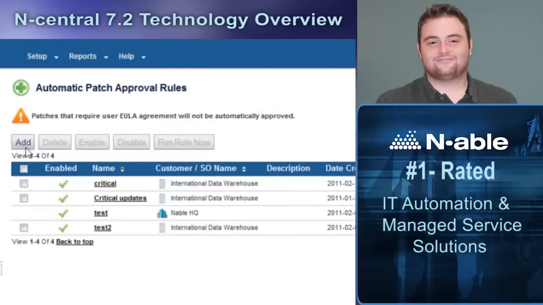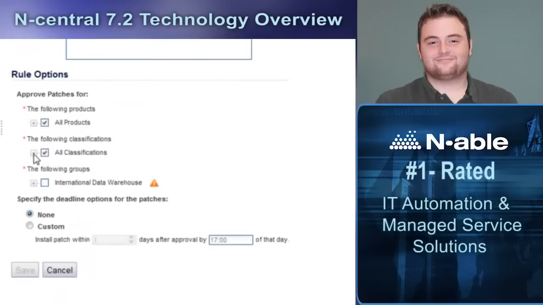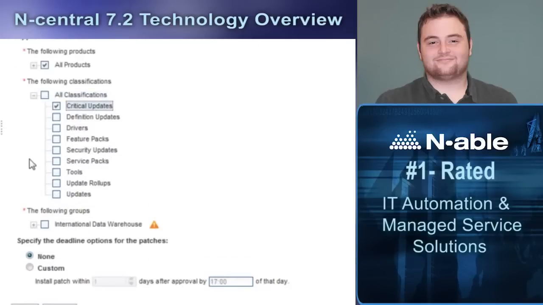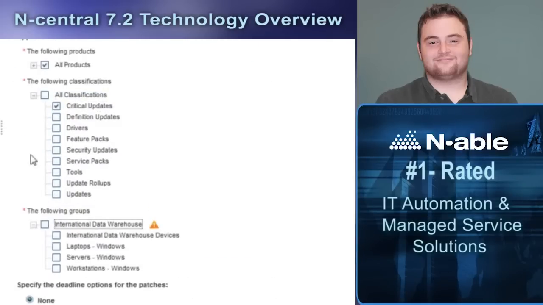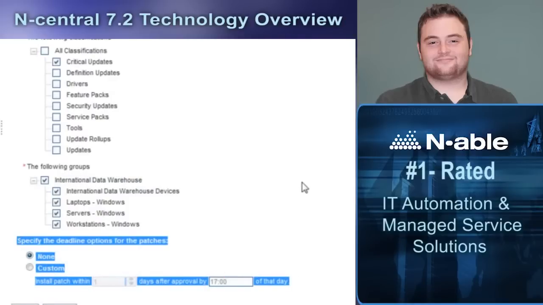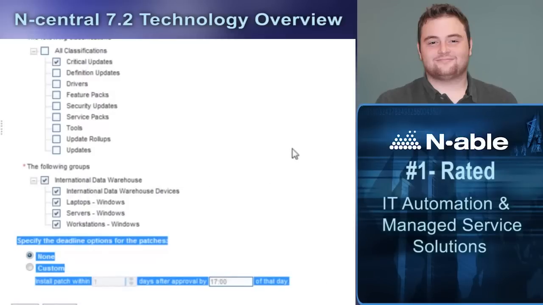So here I can add a new rule. I can call it whatever I need to call it, and I'm going to say automatically approve critical updates. And where I'm going to do this, I'm going to automatically approve critical updates to everything in my example. And again, as I just described, I have a patch deadline. I can save this. It'll automatically come into play. It will follow the same maintenance windows I've specified, unless, of course, I've set that deadline.